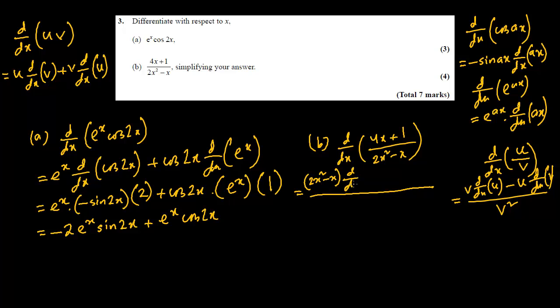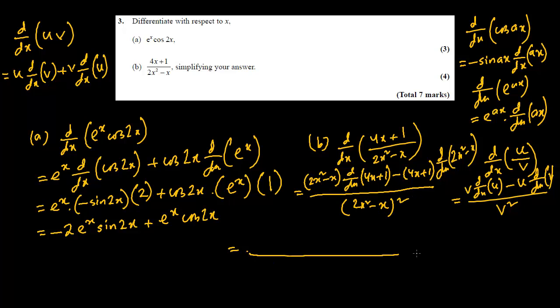Then we can write d by dx of 4x plus 1. Then we can write minus 4x plus 1 into d by dx of 2x squared minus x, and downstairs it would be v squared, so 2x squared minus x whole squared. So now we can write 2x squared minus x, and the derivative of 4x plus 1 is going to be 4, minus we have 4x plus 1, and the derivative of 2x squared is 4x, and the derivative of x is 1. And here we have 2x squared minus x whole squared.